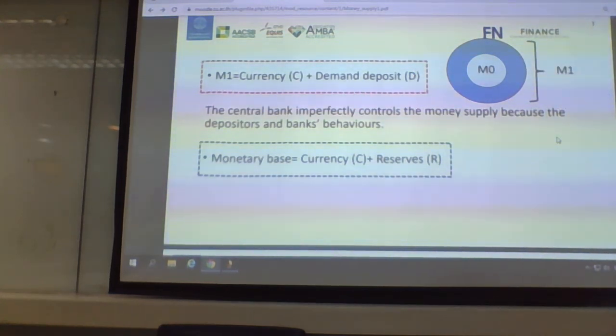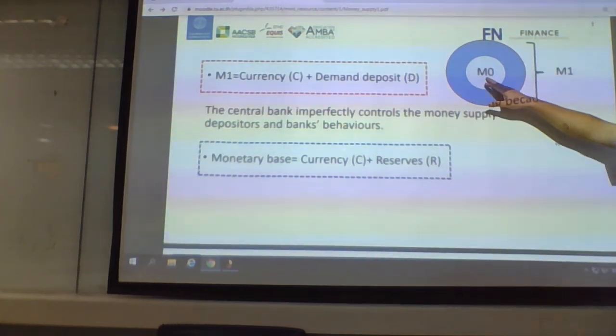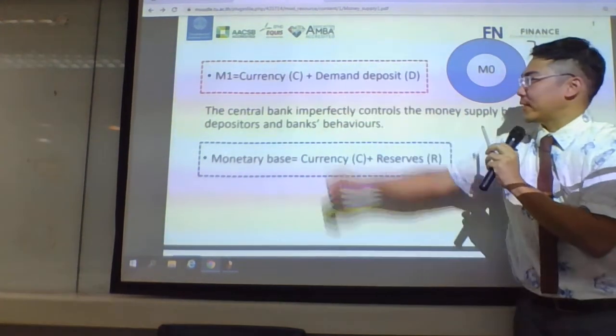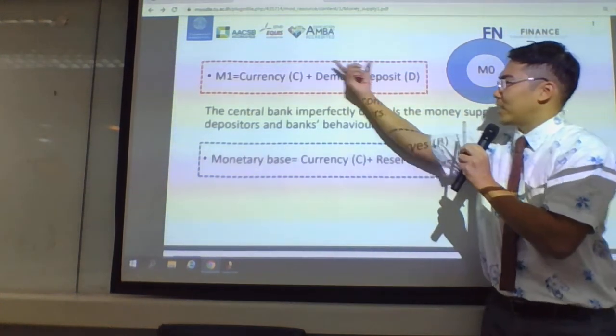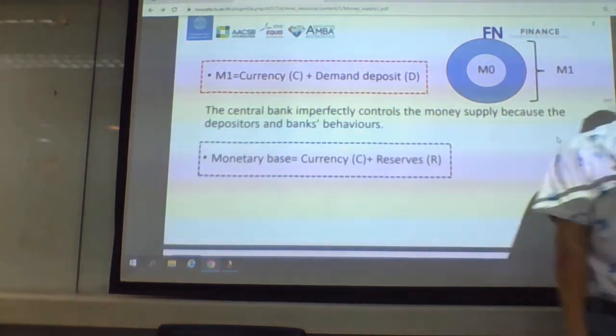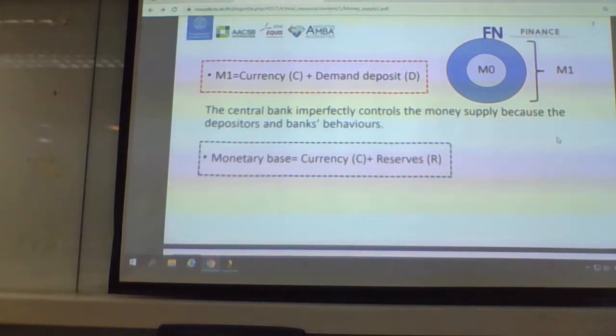So M1 can be decomposed into M0. M0, in fact, is the currency. M0 is the most liquid asset in the world, which is cash, or cash in your hand. But for M1, we also include deposit in addition to M0. Deposit is somewhat less liquid compared with the currency. In fact, we have M0, M1, M2, M3. But for each M, we just incorporate the asset that is less liquid compared with the previous asset, the previous M.